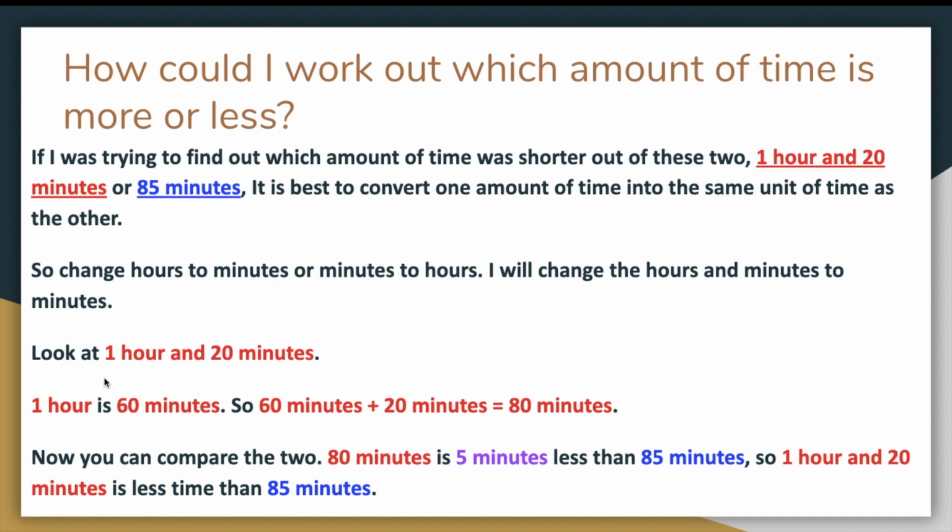So look at 1 hour and 20 minutes. 1 hour is 60 minutes. So 60 minutes plus the extra 20 minutes makes 80 minutes altogether. Now you can compare the two. 80 minutes is 5 minutes less than 85 minutes. So 1 hour and 20 minutes is less than 85 minutes.